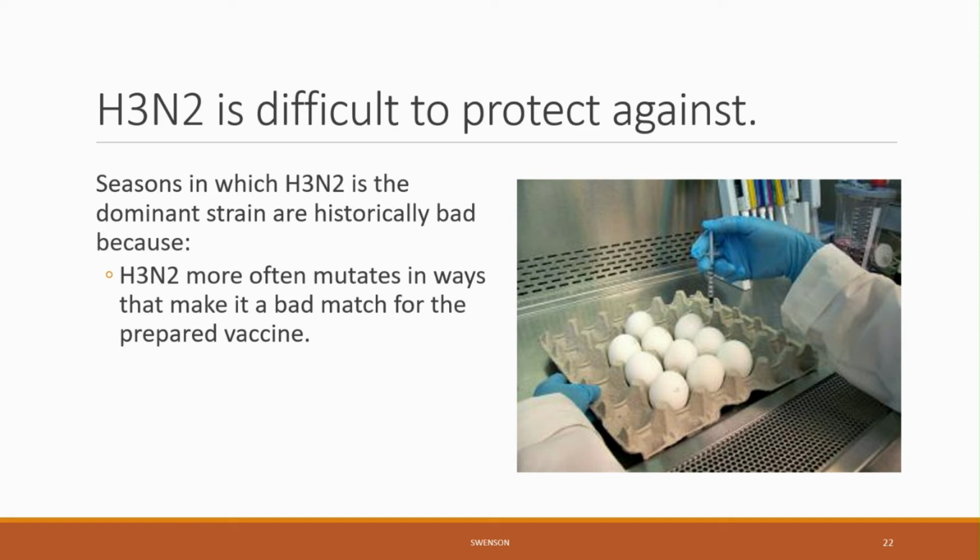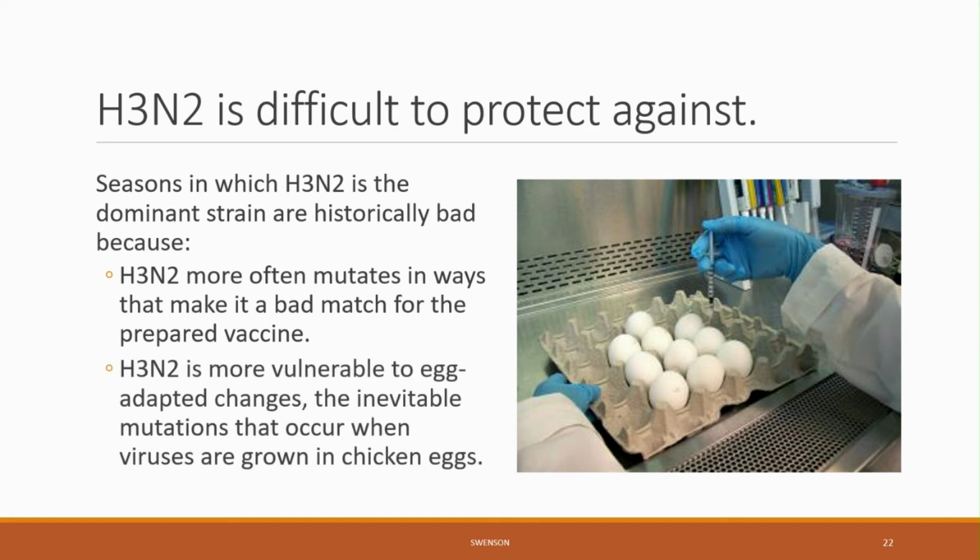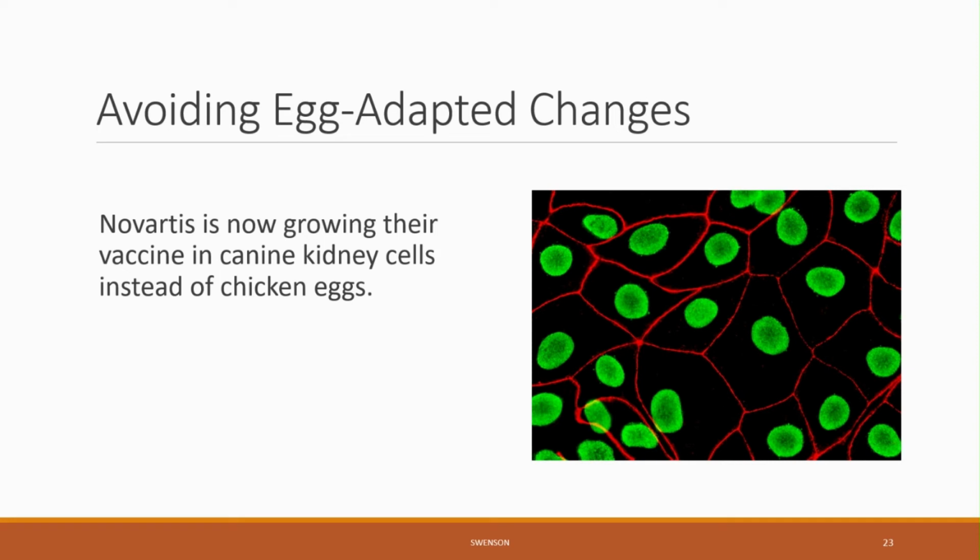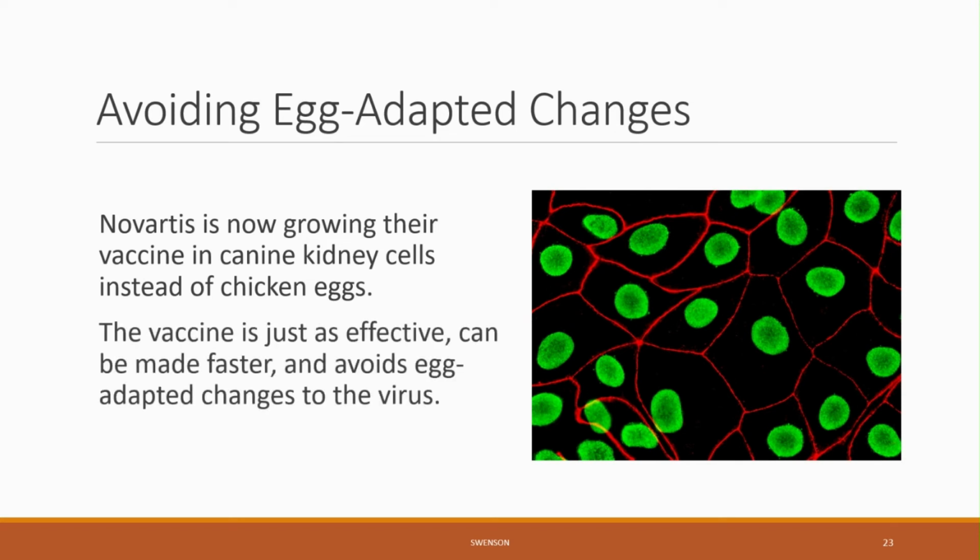And these changes mean that the viruses may poorly resemble the viruses in the wild, making the vaccines, which are going to be the little parts of these viral cells to train our immune system, not as good as training our immune system for the appearances of the wild strain that season. However, technology is always adapting to new constraints, and Novartis is now growing their vaccine in canine kidney cells instead of chicken eggs to reduce this complication. And the vaccine is just as effective and can be made faster and avoids egg adapted changes to the virus.